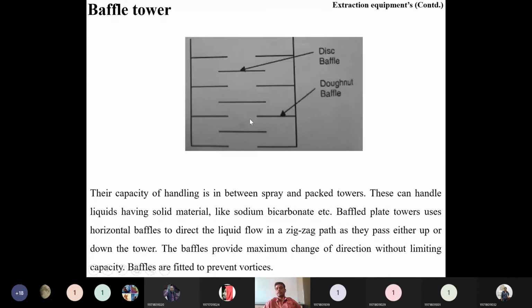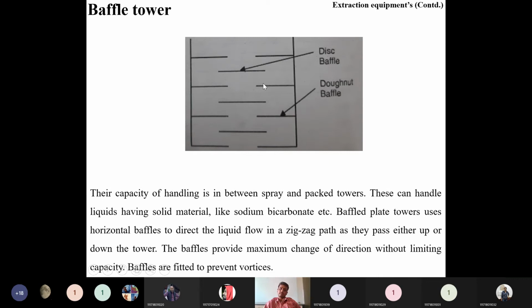So baffles, if you see, the baffles will be there. Due to these baffles, what happens? The liquid has to change direction. When the baffles are there, due to this restricted area, the velocity of the liquid will increase, and due to the increase in velocity, the turbulence will increase. When the turbulence increases, there is a maximum likelihood that mass transfer will increase. Due to this, the capacity and overall efficiency of the column will increase.